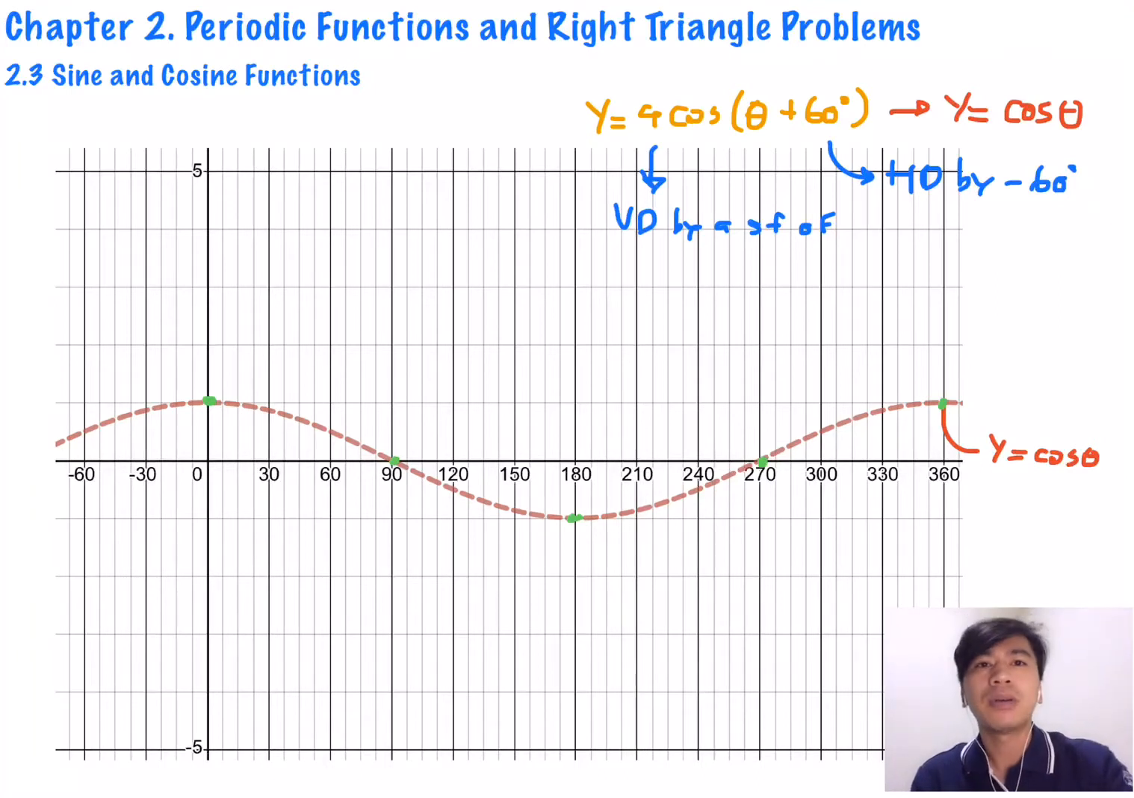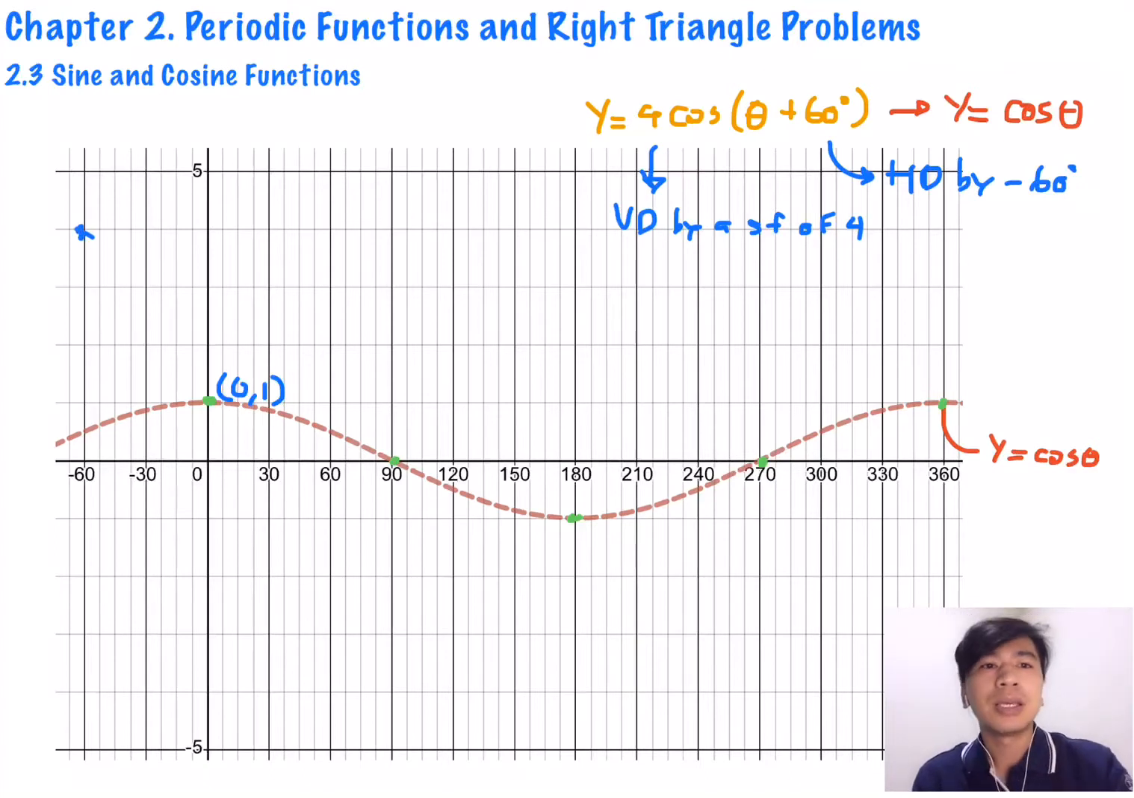Okay, if we have this one, 0,1, and then it is transformed by a vertical dilation with scale factor of 4, put 4 over here, and a horizontal dilation by negative 60 degrees, then it will be, yeah, vertical dilation first. So I have 0,4, and then I shift to the left by 60 degrees. So I have the point over here.